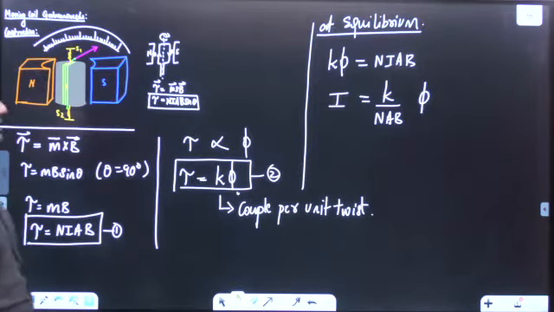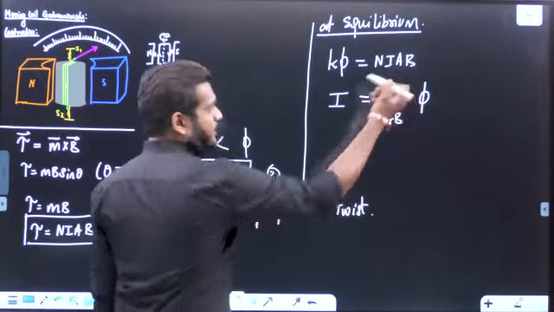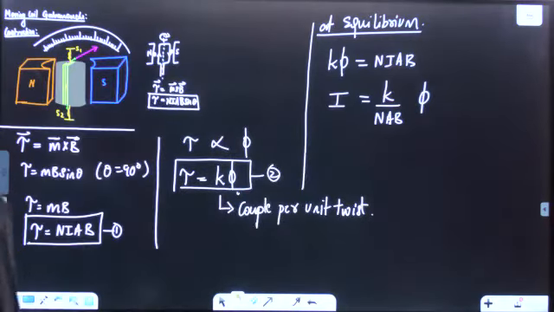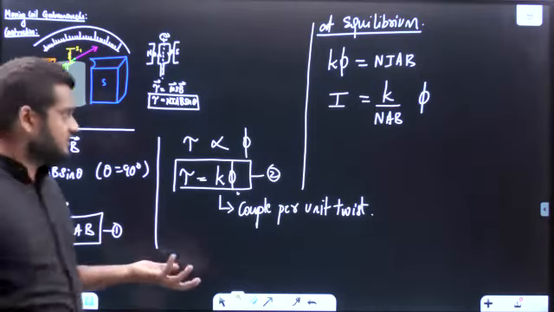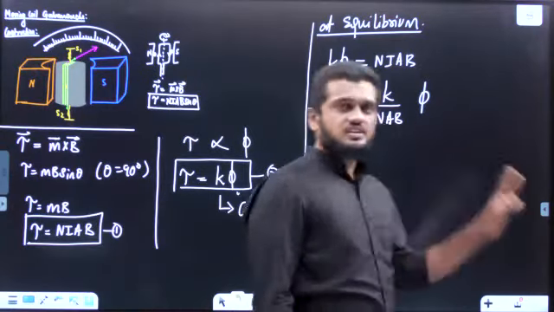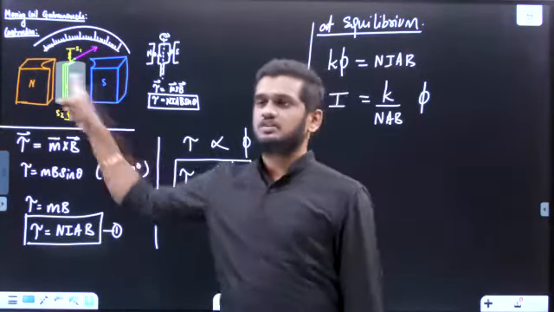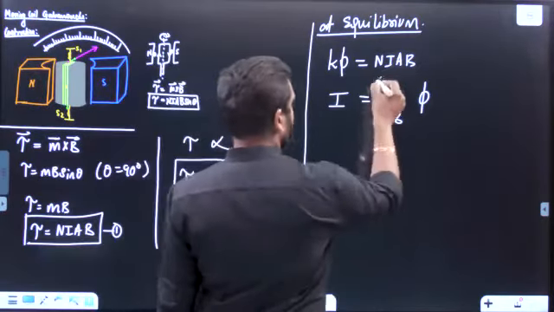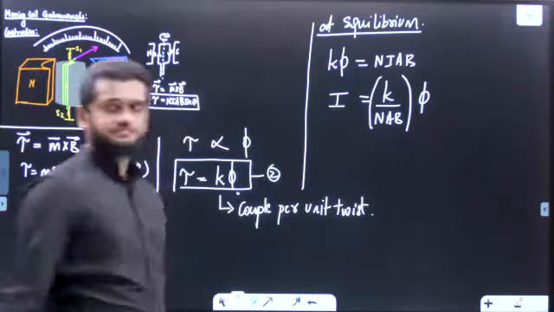Now, see, K is the couple per unit twist, which is a constant for a given spring. If I give you a spring, the constant doesn't change. Number of turns is constant, area of the loop is constant, strength of the magnetic field is constant. So can I say all these are constants?